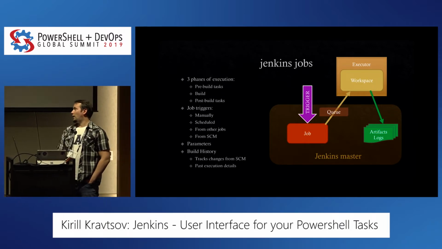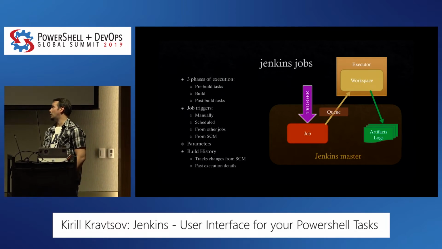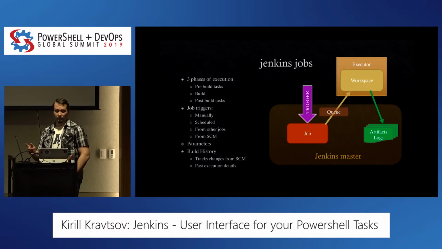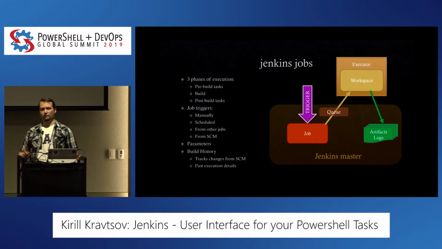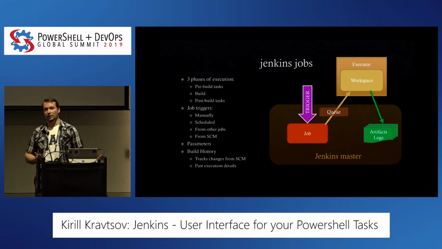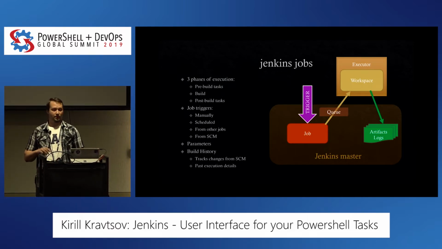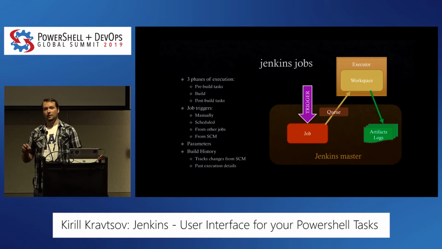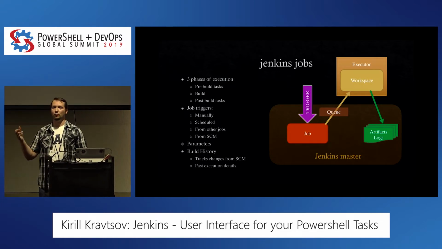Parameters. Every job can have different parameters, and I'm just going to show you in a few seconds how it works. And build history is where your execution history is stored, obviously. It contains things like builds. It contains things like tracking changes from SCM. So let's say you pushed 5 commits, and you would see what changed between the previous execution and the current execution.